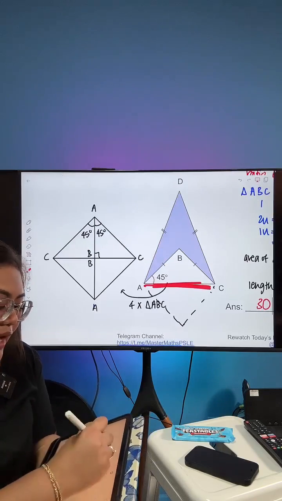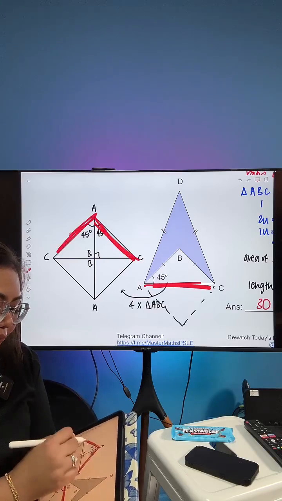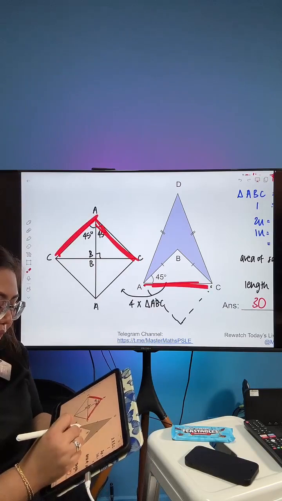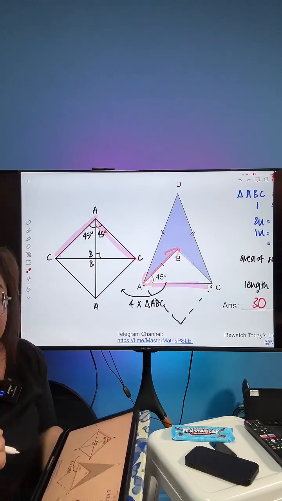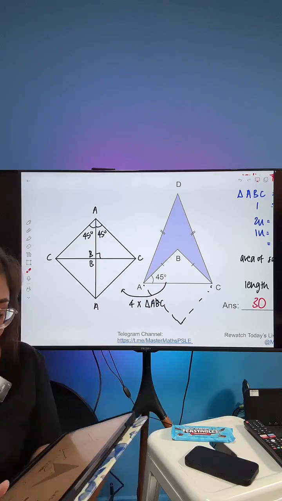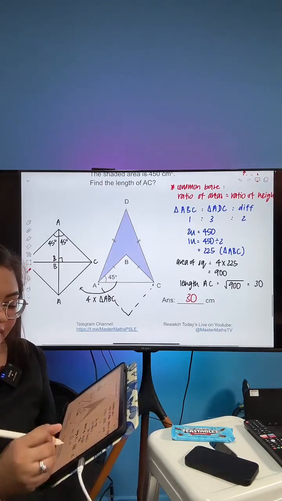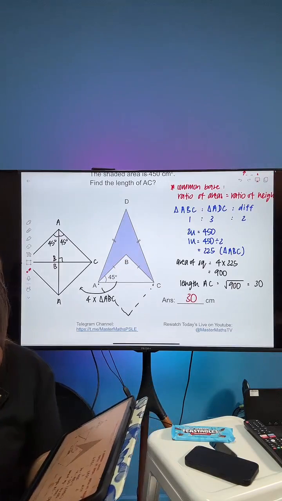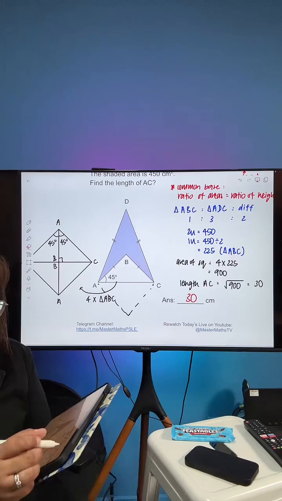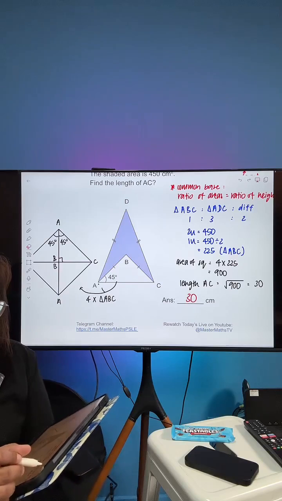I want AC to be outside so that when I take the square root, I can find the length, which is AC. If I put 2 only, I will get AB instead. Got it? Clear so far? Therefore, the length of AC would be square root 900 to give us 30. So the answer is 30 cm.